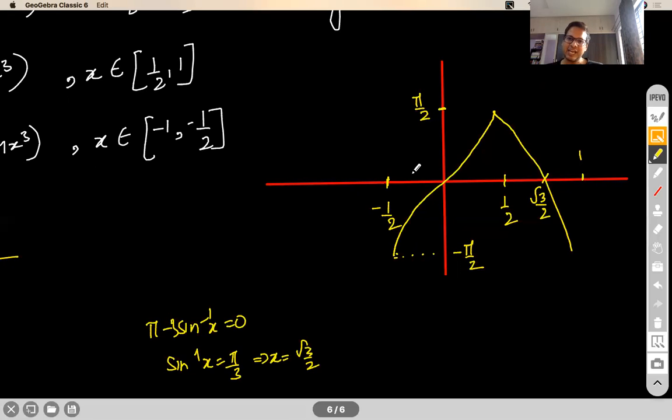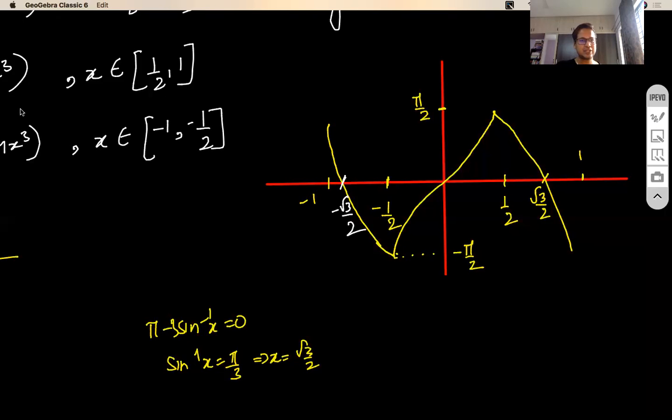Okay. Now for the part which is to the left of minus 1, you just have to draw the mirror image of this part. Something like this. Okay. So please note, this is also going to cut at negative root 3 by 2. Not very symmetrically made, but I hope you are able to understand. Better to pick it up from the GeoGebra and paste it over here. So let's do that.